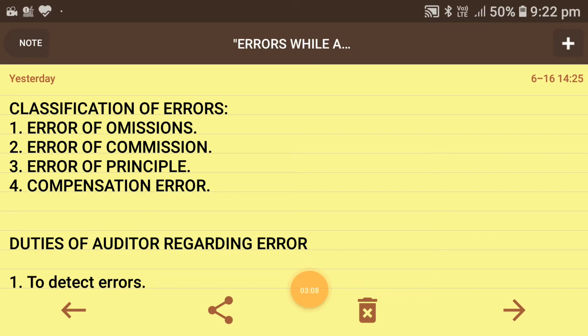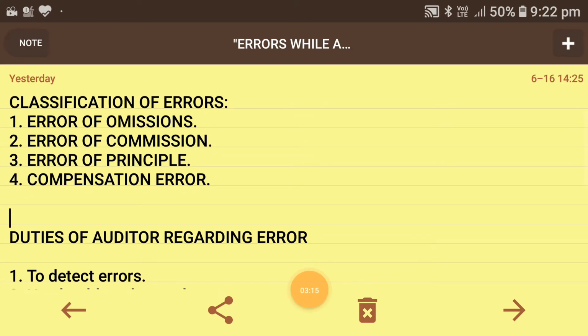Next is error of principle. When errors are made due to incomplete knowledge of accounting, the accountant fails to discriminate between capital and revenue expenditure. For example, crediting the sales account instead of the furniture account in the case of sale of own furniture. Here the furniture account should be credited and the sales account debited, but we are doing the opposite. So it is a kind of error of principle.